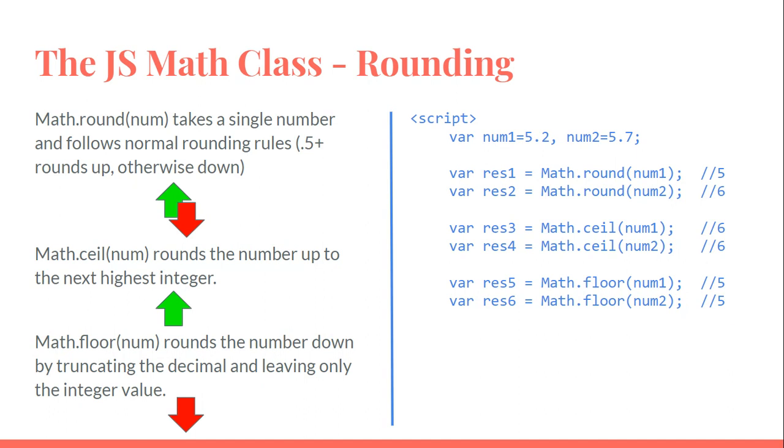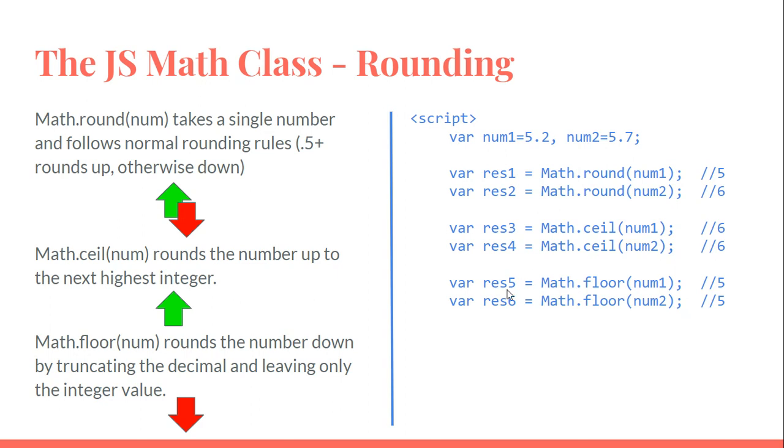Next in the math class is rounding. We know our basic rounding rules. If you've got 0.5 or bigger, it rounds up to the next integer. If you are less than 0.5, it rounds down. So the rounding functions in JavaScript are rounding from decimals to integers. If we just call Math.round on 5.2, it rounds us down to 5. If I call it on 5.7, it rounds us up to 6.